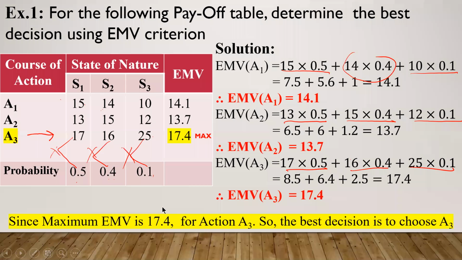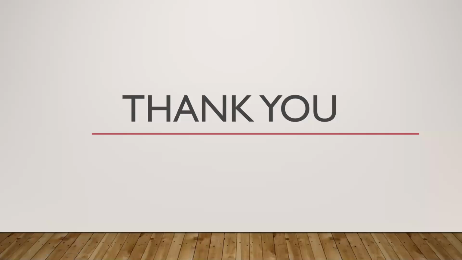Okay. So today we have seen how to use EMV criterion for finding the best decision. Next, in the next lecture, we will see what is the regret matrix and the criteria EOL, expected opportunity loss, and minimax regret. So these two things we will see in the next class. Thank you all.